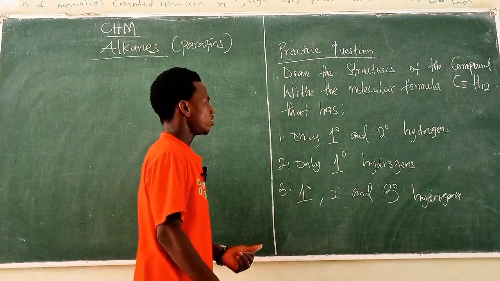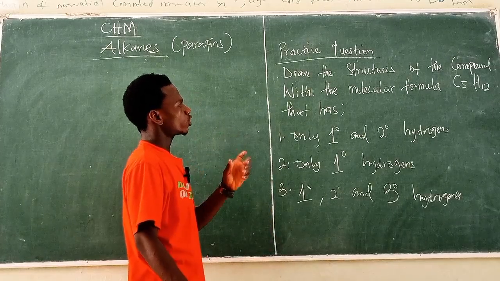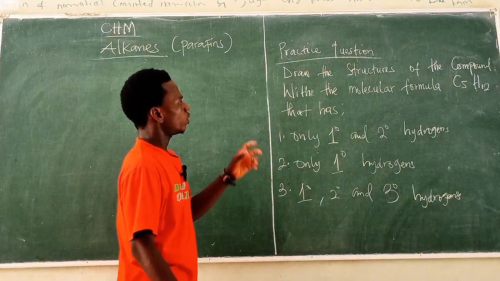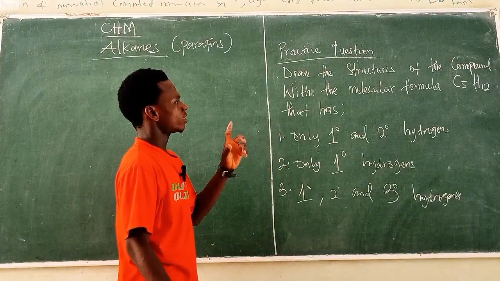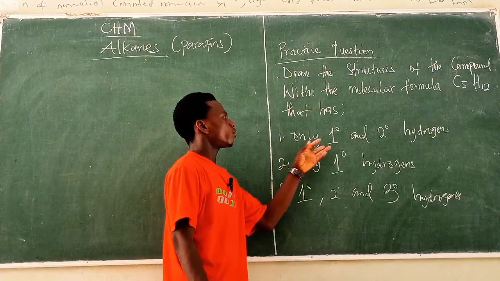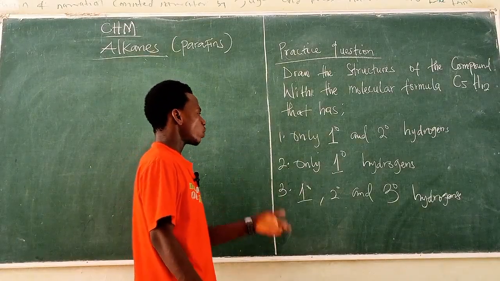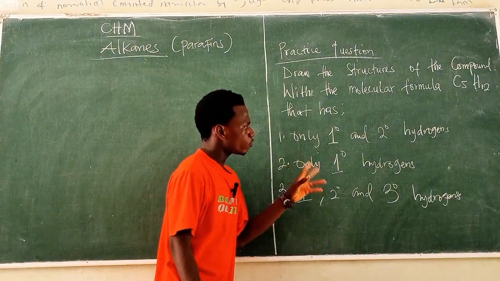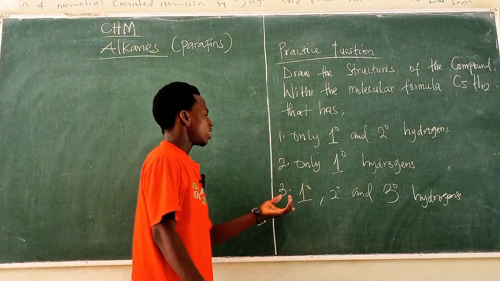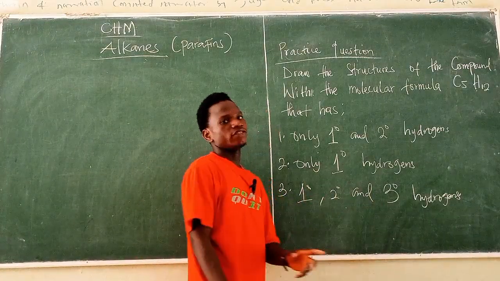So here is the practice question. The question says, draw the structures of the compound with the molecular formula C5H12 that has 1. Only primary and secondary hydrogens, 2. Only primary hydrogens, and then lastly, primary, secondary, and tertiary hydrogens.